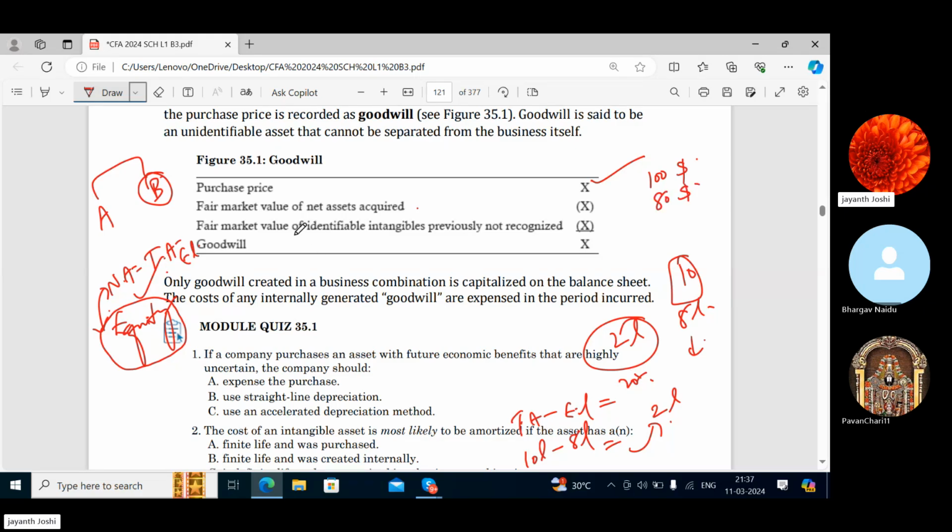$80 fair market value of identifiable intangibles previously not recognized. If any intangible assets of identifiable intangibles were previously not recognized, if at all anything is there, let's say that's $10. So you are paying an excess amount of how much? $10. That is your goodwill. Okay, this is if you have not previously recognized.